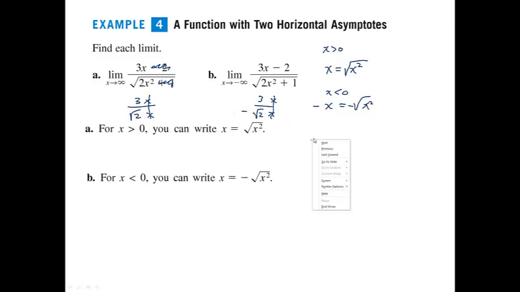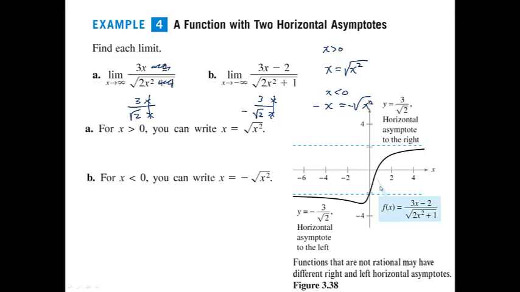So here we go. If we let x go to positive infinity, then our horizontal asymptote is y is equal to 3 over square root of 2, or that's what our horizontal asymptote is. And if we go the other way, we're going to have to put a negative on it because the graph is going to go to negative 3 over rad 2 in this direction.